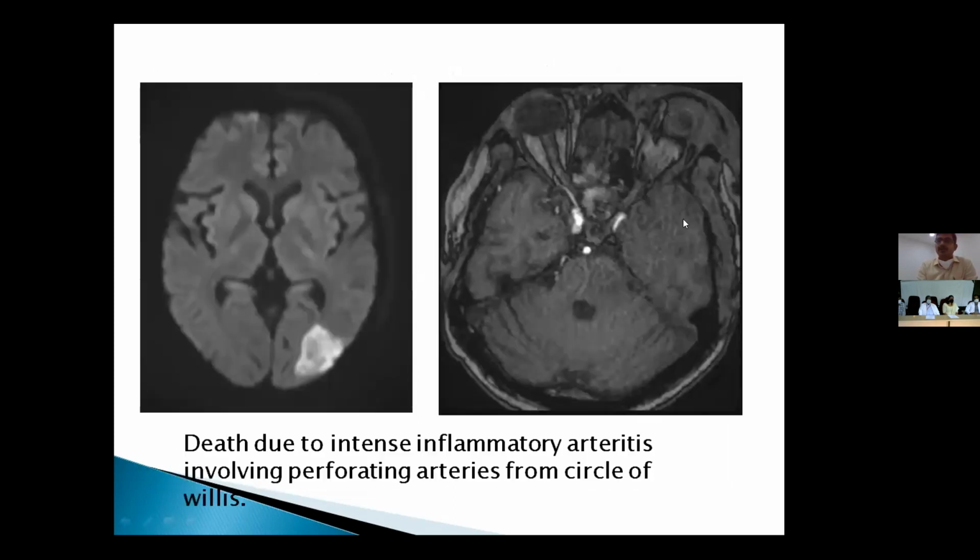Also in MR angiography, we can see severe narrowing of the left supraclinoid segment of the internal carotid artery. Compare this with the right side. On the right side, we are seeing a normal lumen. On the left side, there is severe stenosis of the left intracranial internal carotid artery. So this has been involved along with extension to the left orbit. The patient succumbed very rapidly to the illness. Death in these patients is because of intense inflammatory arteritis involving the perforating arteries from the circle of Willis.